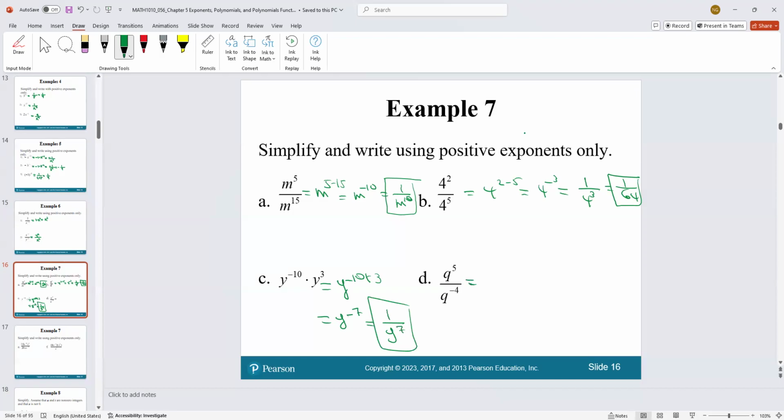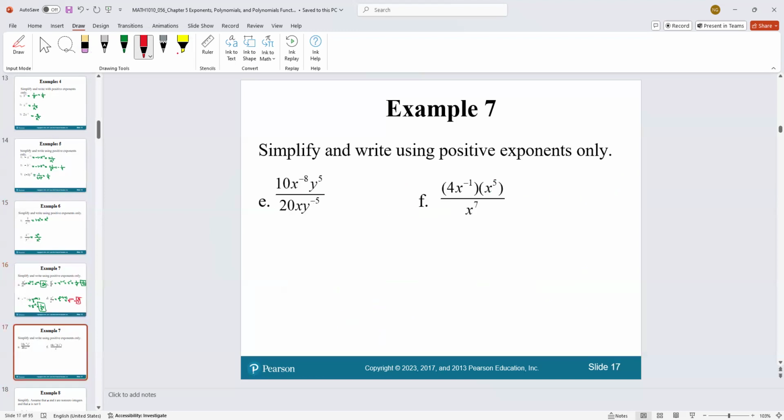Now look at this one. If we have q5 minus negative 4, you see, in multiplication, two negatives become positive. So we're going to have q5 plus 4, which should be q9. I don't know if you're okay with those examples, but we're going to continue to do more just in case, to make sure you get it.